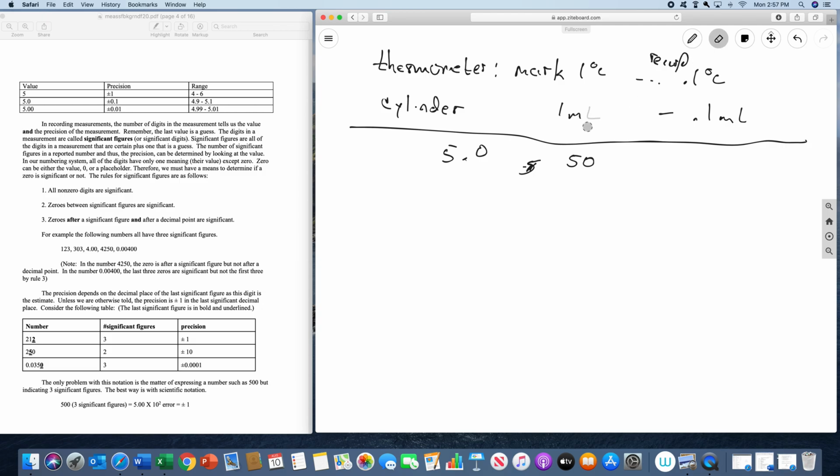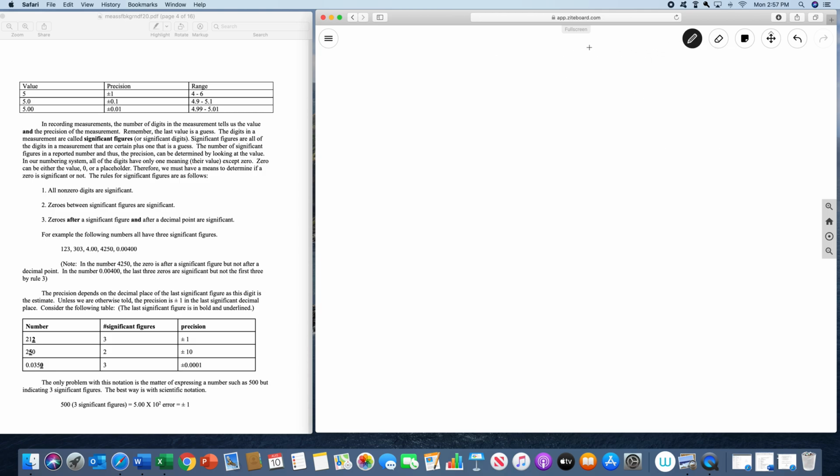I'm just going to clear all of this. Now, for example, I'll write the number of sig figs, and then the plus or minus just for fun. If I have the number 303, that has 3 sig figs. The 3 is the guess, and it's plus or minus 1. So that means it's between 302 and 304.